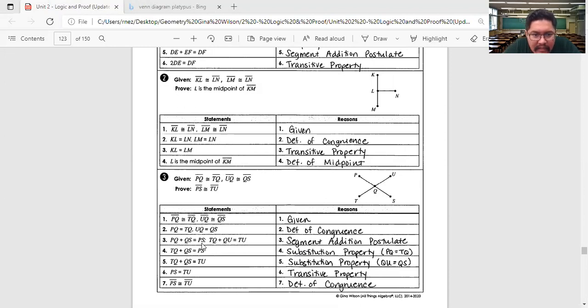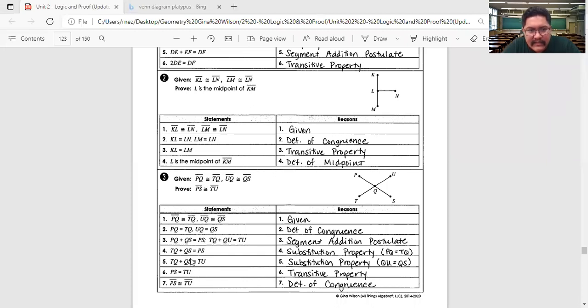All right, so now we have two of them compared to the same thing. This is substitution, so they substituted something out. PQ equals TQ, and that was one of our givens. So we're going to take one of those out and replace it with PS. So substitute that in. And we also have a second one, so PS and TU are the same thing. That's what we're trying to prove.